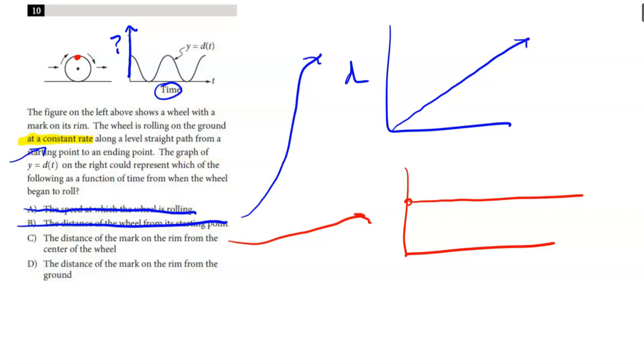I think the correct answer here is going to be D, the distance of the mark on the rim from the ground. So right now the mark on the tire is high. Well, as that ball rolls, it's going to come down, and this red mark will come right down there and be at the ground. Then it goes back to the top of the wheel, back to the ground. So the correct answer here is D.